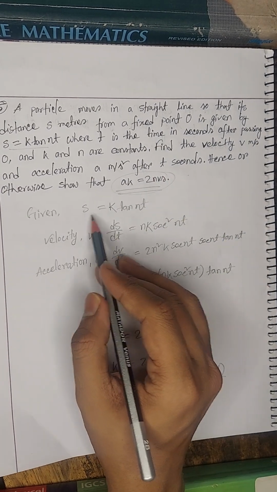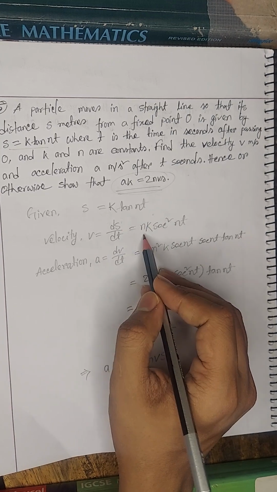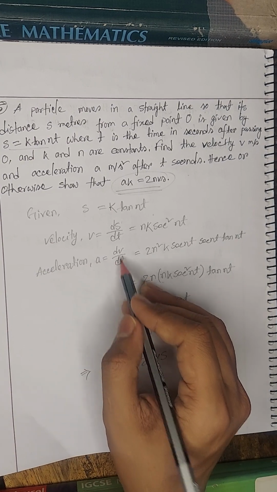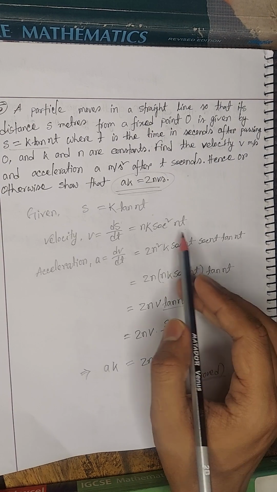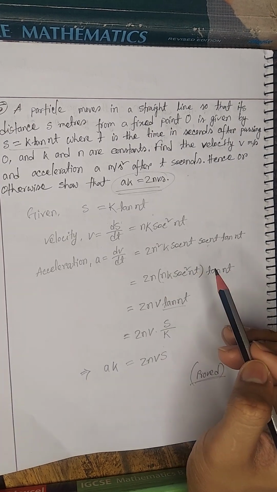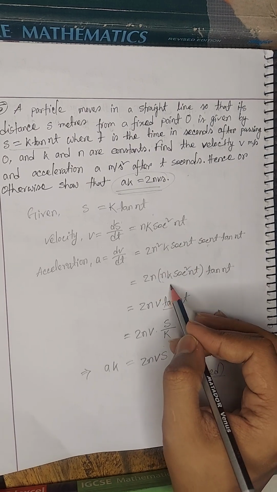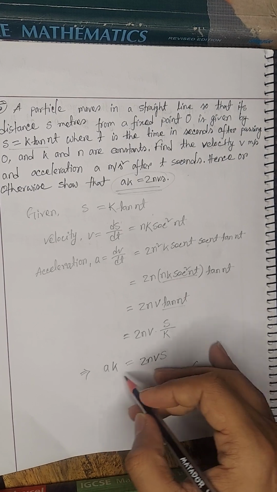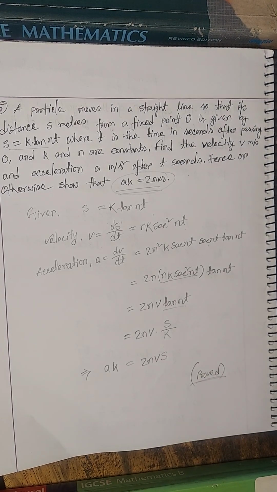Now we are given s equal to k tan nt, and velocity is ds by dt, which is nk sec squared nt. The acceleration is dv by dt, it becomes 2n squared k sec squared nt tan nt, right? From this, if we replace this x by v, then we get a k is equal to 2n v s. So I tried to show you some problems from application of differentiation.